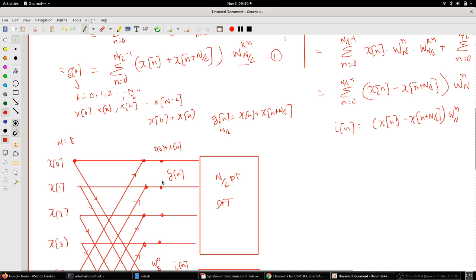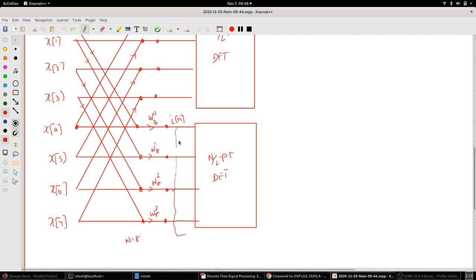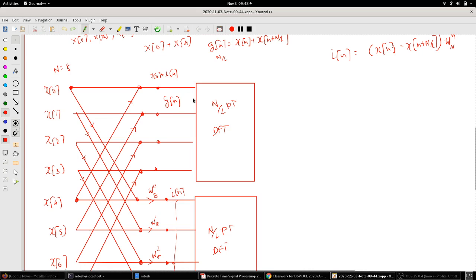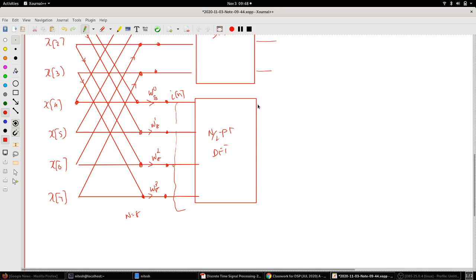1, 2, 3 and 4 multiplications are involved here. And then what you see here is this stage involves n by 2 complex multiplications, 1, 2, 3, 4, which is 4 for an 8 point DFT. Now what you know is this is g of n, this is I of n, right? So the output which is coming out here is g of k, and this guy which is coming out is I of k.